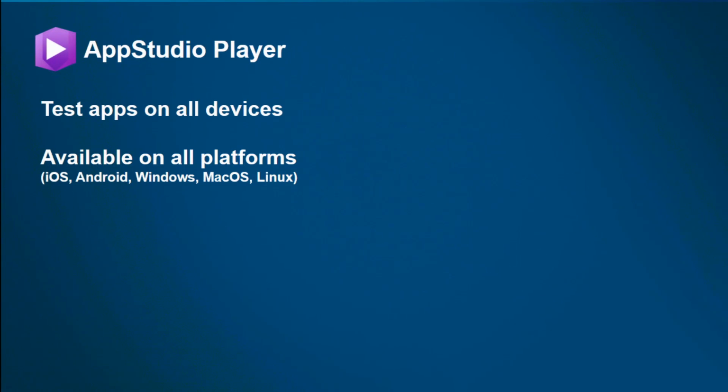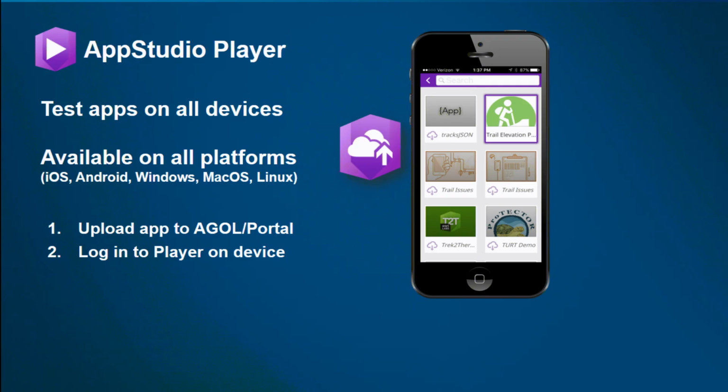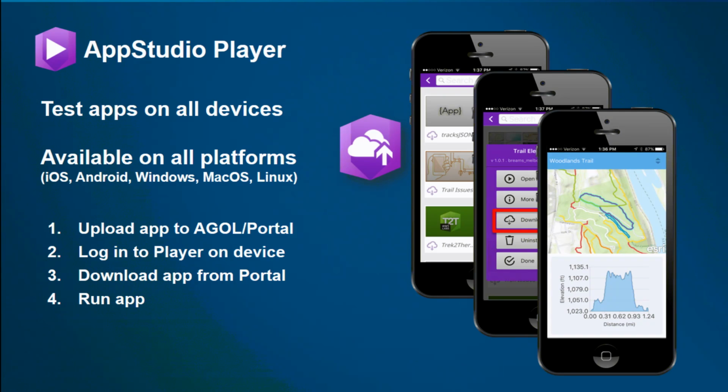Now, that's how you can develop and test on desktop. You can also easily test your app on your mobile device. We have the AppStudio Player available as an app that you can download from Google Play and the Apple App Store. So the workflow is to upload your app to ArcGIS Online or Portal. Then once it's in your organization account, you can log into the Player on your device, download the app, and then run the app and test it out right there on your mobile device, either your phone or your tablet.